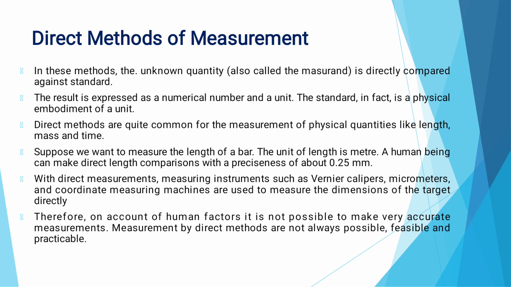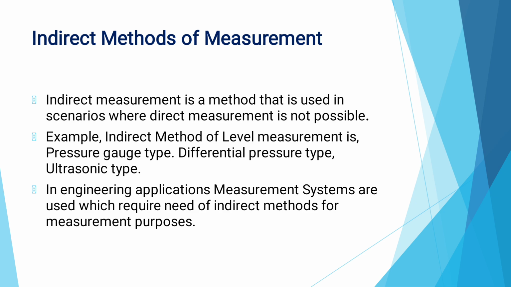Direct methods are commonly used for measuring physical quantities such as length, mass and time. Examples of instruments used for direct measurements are vernier calipers, micrometers and even coordinate measuring machines. For example, the length of a bar can be measured directly using a measuring element. However, direct methods may not always provide very high accuracy because of human errors and practical limitations. So we go for the indirect methods.